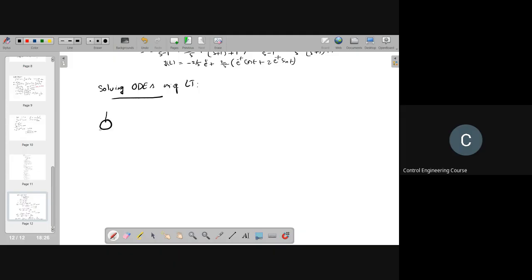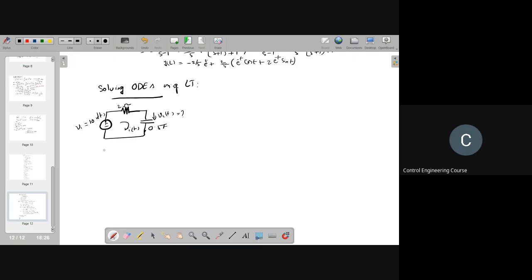We have one RC circuit, a resistor plus a capacitor. Let's assume the capacitor is 0.5 microfarads and the resistor is 2 ohms. The input Vi is equal to 10 u(t). Now, what is the voltage across the capacitor? Vc(t) you need to find out.